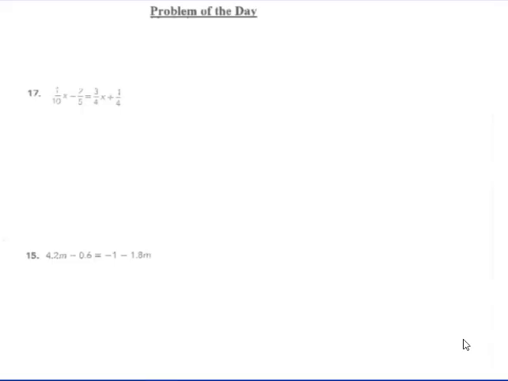Today's video starts on page 15 in your 5C packets, and it is a problem of the day page. I'm going to start 17, 15, and 19 for you. Number 17 doesn't have distributing, but it does have move the smaller variable. So I'm going to move 1/10 x over to the right side because that's smaller than 3/4 x. Get a common denominator and subtract those, keep going.